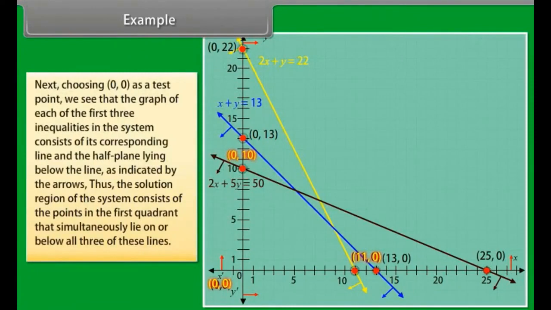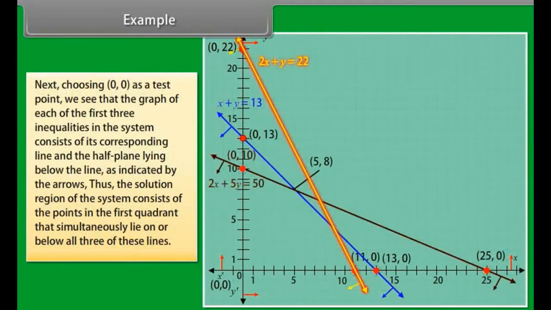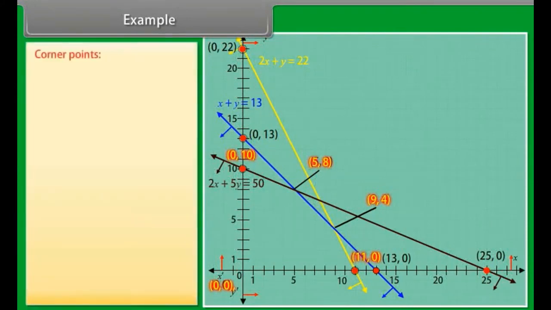Next, choosing 0, 0 as a test point, we see that the graph of each of the first three inequalities in this system consists of its corresponding line and the half-plane below the line, as indicated by the arrows. Thus, the solution region of the system consists of the points in the first quadrant that simultaneously lie on or below all three of these lines. Let's find the corner points.